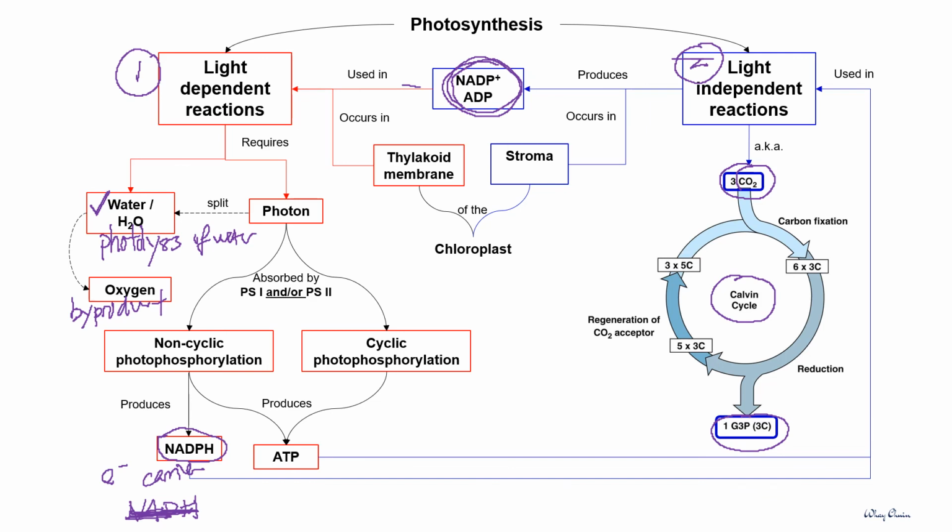Both stages occur in the chloroplast organelle, but the specific locations are different. The light-dependent reaction happens at the thylakoid membrane. The light-independent reaction occurs at the stroma.